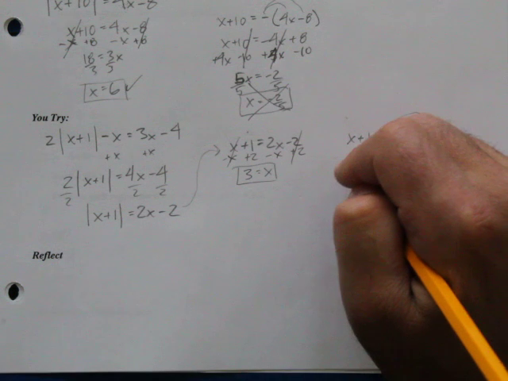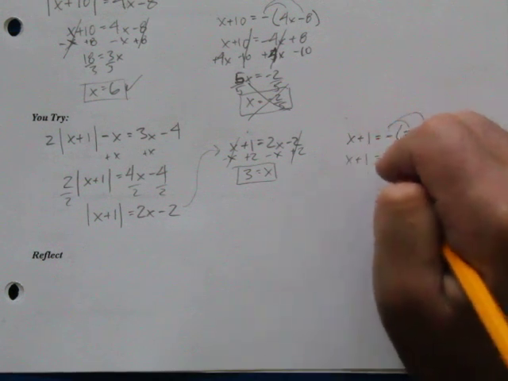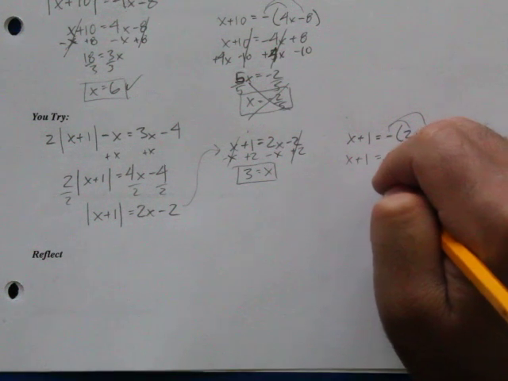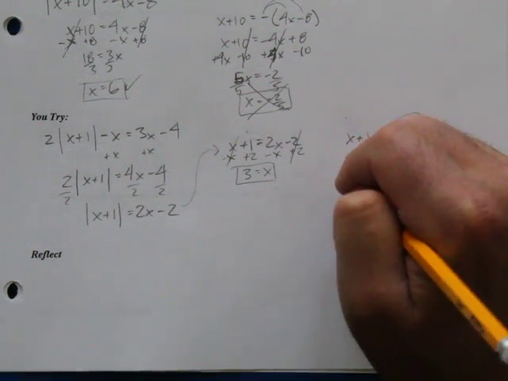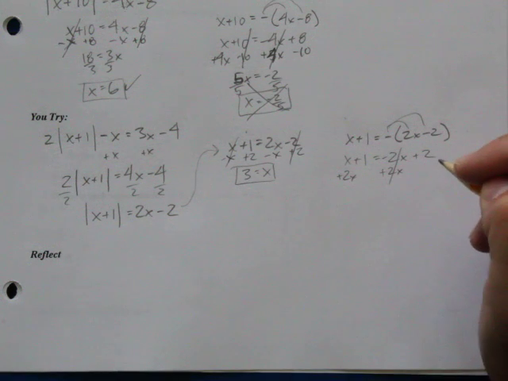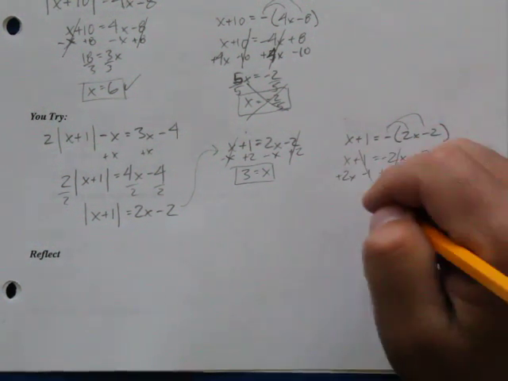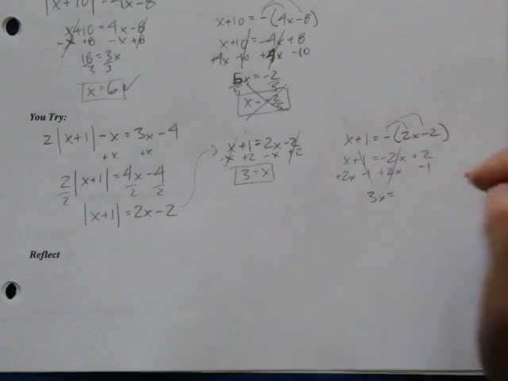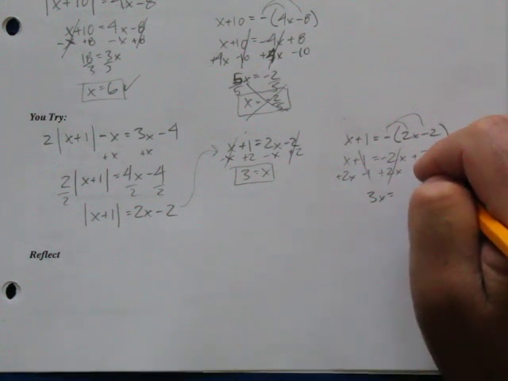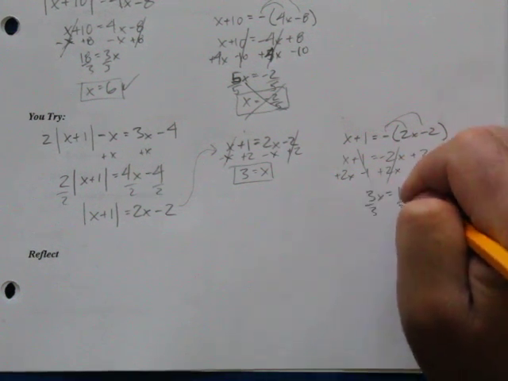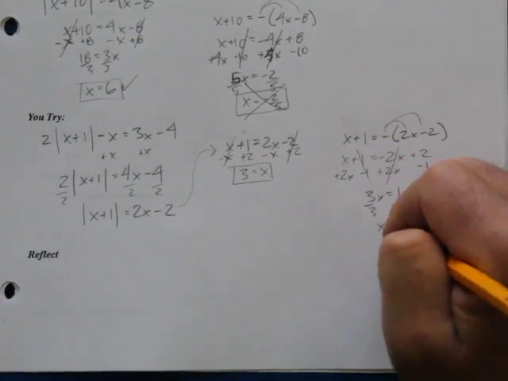Distribute this negative. x plus 1 equals negative 2x plus 2. And I'm going to add 2x to both sides, and I'm going to subtract 1 from both sides. And so I've got 3x equals 2 minus 1, which is 1. Divide by 3. x equals 1/3.